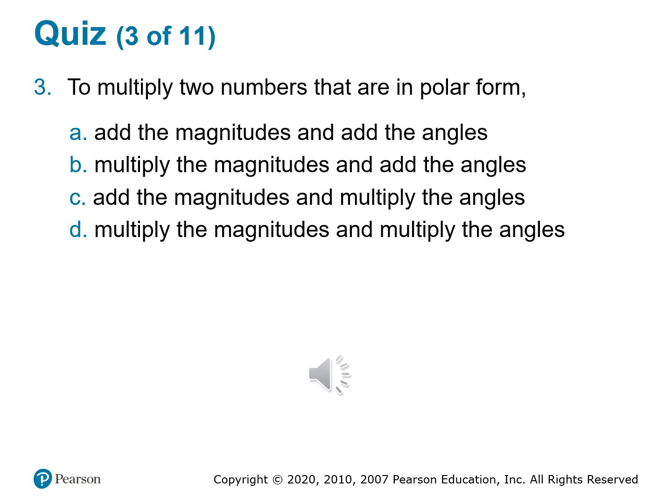Question number 3. To multiply two numbers that are in polar form, you do what? Or which of the following? A, add the magnitudes and add the angles. B, multiply the magnitudes and add the angles. C, add the magnitudes and multiply the angles. Or D, multiply the magnitudes and multiply the angles. Go ahead and pause the video now. Okay, if you're back, the correct answer was B, multiply the magnitudes and add the angles.